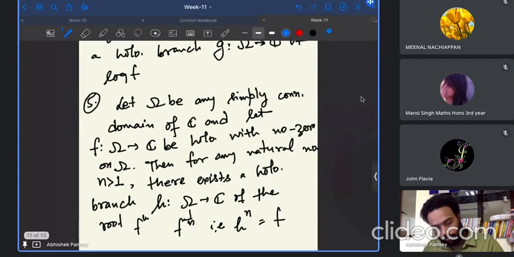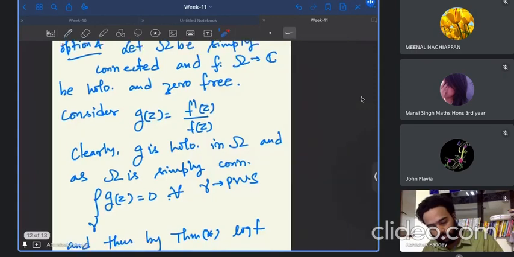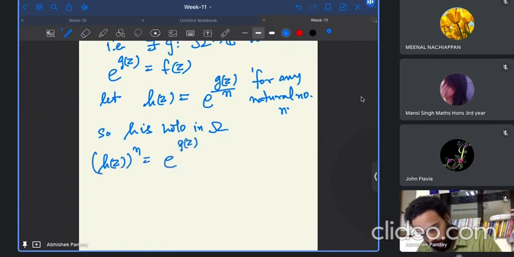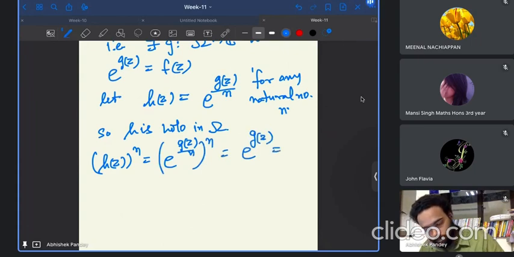There exists a holomorphic branch of the root function. That is, the only thing we need to show is h to the power n is equal to f, which one can do. So h(z) to the power n is basically e to the power g(z) by n, to the power n, which is nothing but e to the power g(z), and which is nothing but f(z).